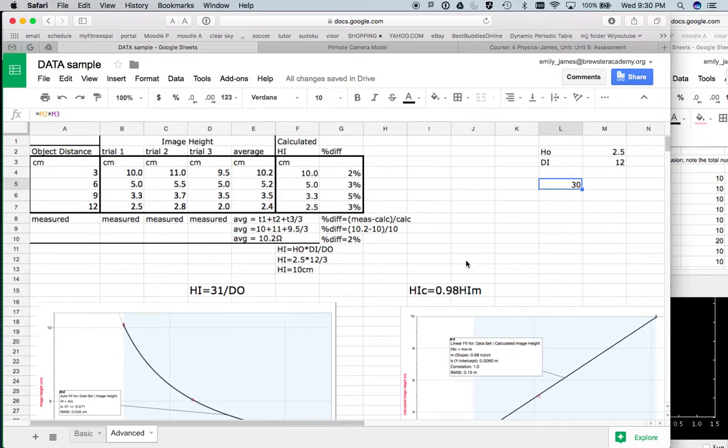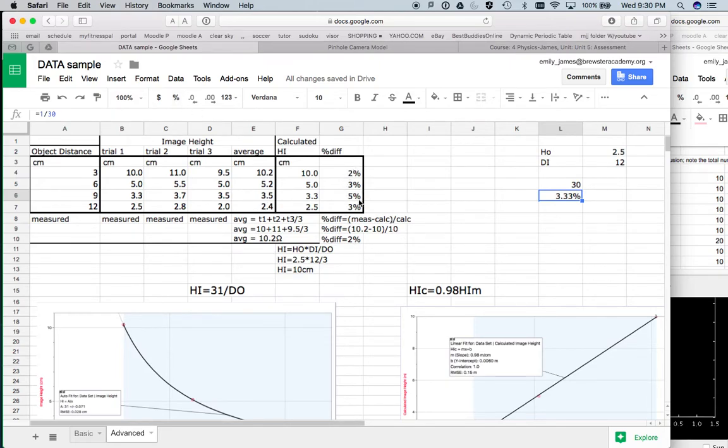In fact, we could do a percent difference, and our percent difference would be the difference, 31 minus 30, which equals 1, divided by what we expect, which is 30, and we would find that the percentage is a mere 3%, which is fabulous.